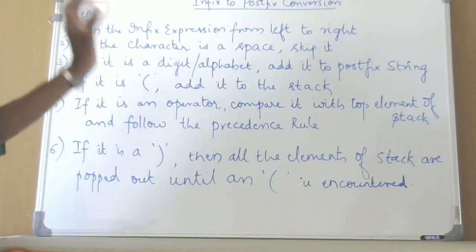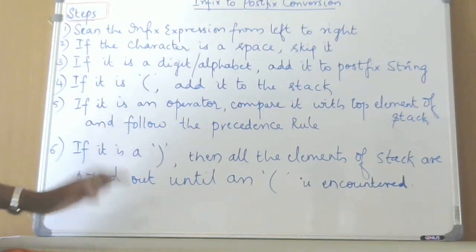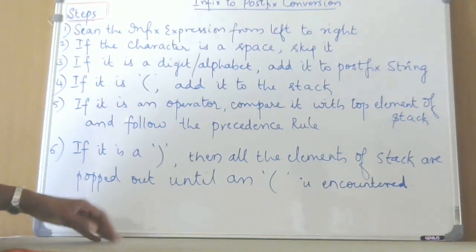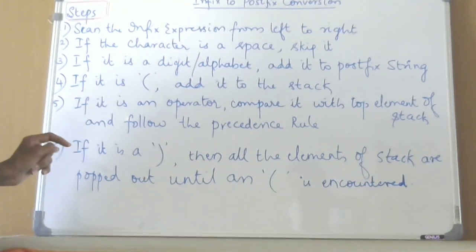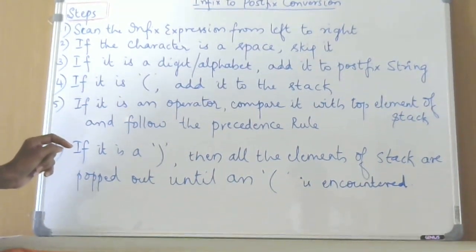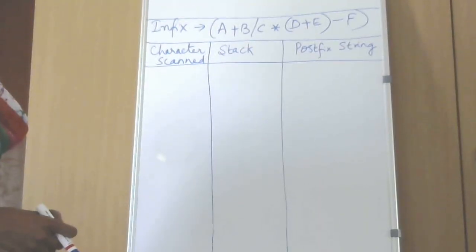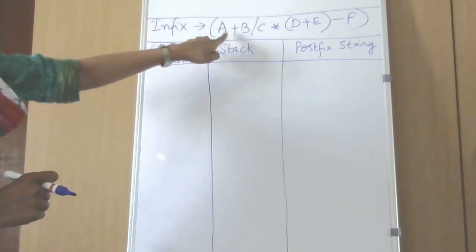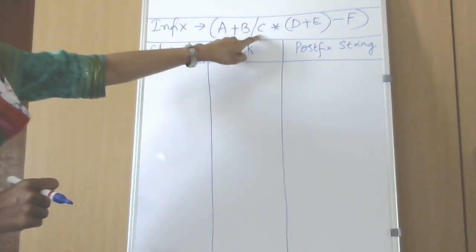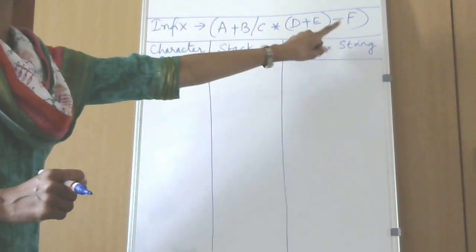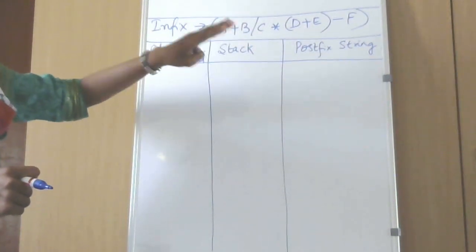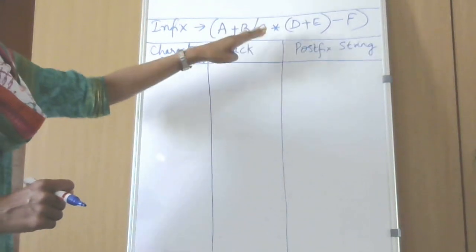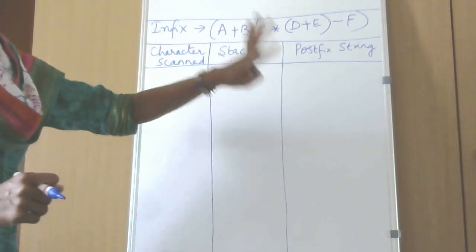Now let us look at some examples following these steps. So now let us take an example. I have taken an example of the infix expression a plus b slash c star d plus e minus f. Now we are going to use the steps that I just told you and see how we can convert this infix expression into a postfix string.